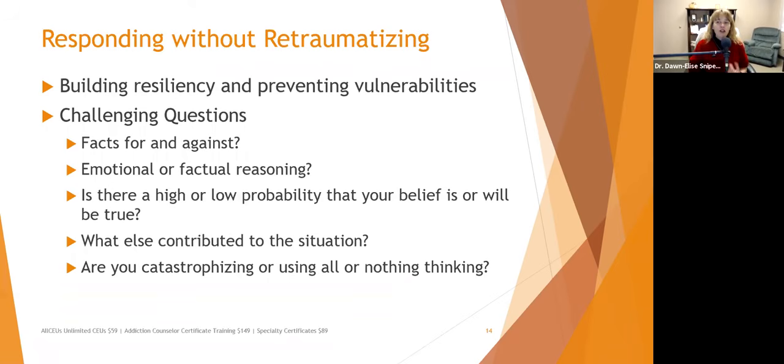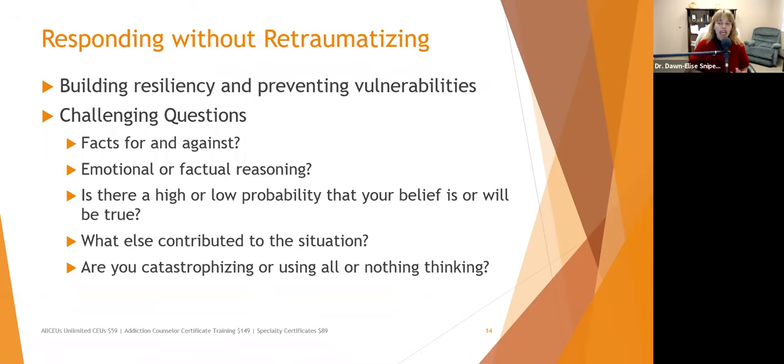Is there a high or low probability that your belief is or will be true? Is there a high or low probability that this will be a dangerous situation? Going to your kid's basketball game. What else contributed to the situation that was traumatic in the past, and is that present now? A lot of times there are other extenuating factors that are not there in the present.